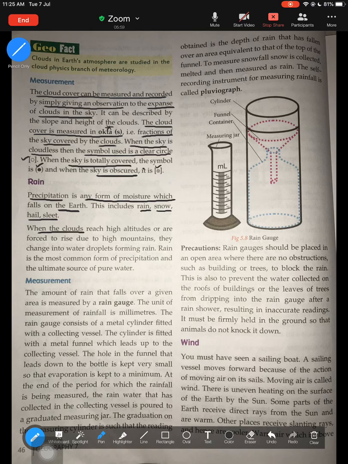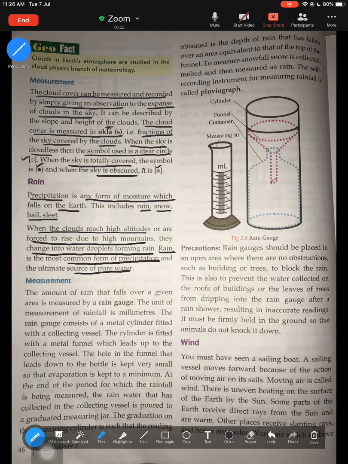When clouds reach high altitudes or are forced to rise due to high mountains, they change into water droplets forming rain. Rain is one of the most common forms of precipitation and the ultimate source of pure water. That's why rainwater harvesting is practiced, isn't it? So that they can catch and store the rainwater because it's one source of pure water. Okay, so that is how rainfall occurs.